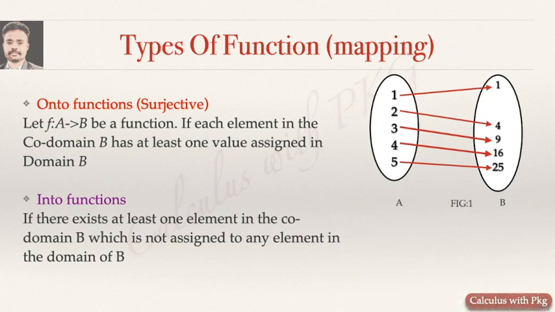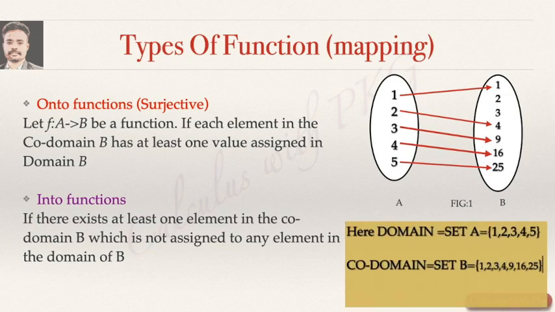Now let us look into the into function. Here, look into the set B which consists of elements 1, 2, 3, 4, 9, 16 and 25. So from the figure we can see all the elements of B are mapped except 2 and 3. So here the domain is set A which consists of elements 1, 2, 3, 4 and 5, and now the codomain is set B which consists of 1, 2, 3, 4, 9, 16 and 25.